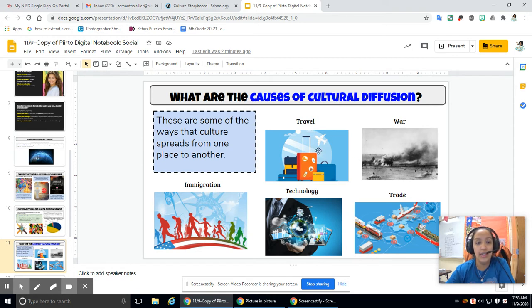And then we talked about the causes of cultural diffusion, how it's spread from one place to another. People like to travel, there's war, people move, trade, technology, immigration. All right, all these are factors of that.